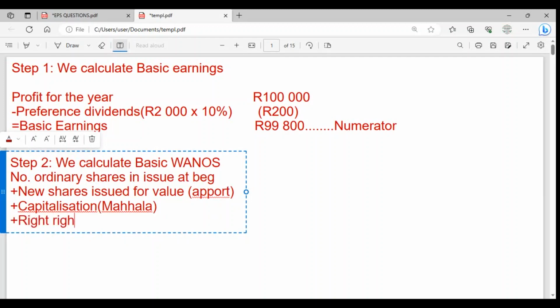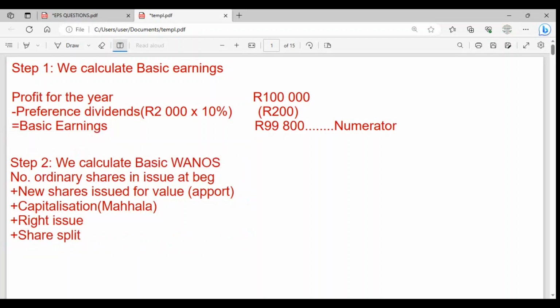If you have a rights issue, this calculation will have two components. There will be a component that is issued for value, and there will be a bonus component. But don't stress, I will do a recording where I will give a full explanation on the rights issue of ordinary shares. And then also the share splits. If the company performed a share split, you also include that in your basic denominator calculation.